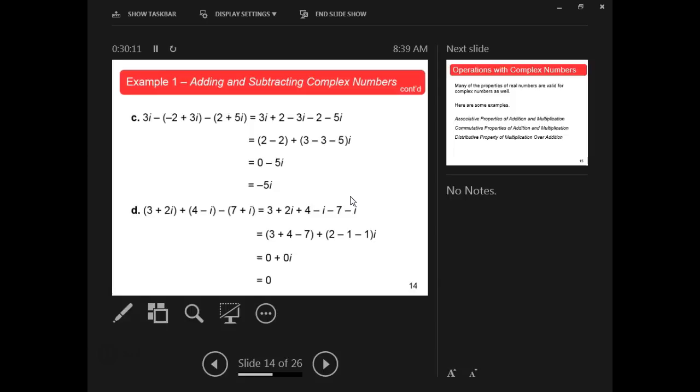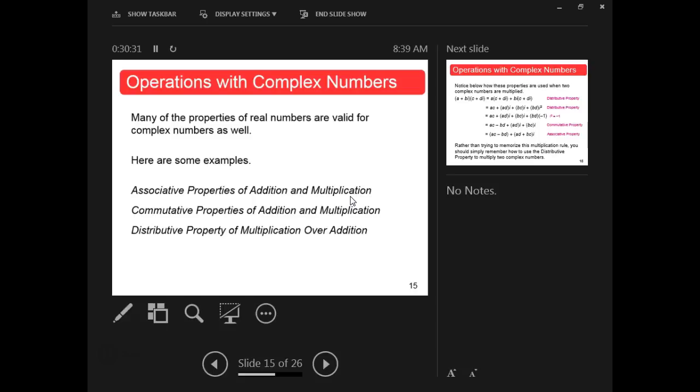The commutative property says it doesn't matter what order. If you're adding these two together, you could have added 4 plus 3 rather than 3 plus 4, and negative 1 plus 2 rather than 2 plus minus 1. It doesn't matter the order that you do it. It doesn't matter how they're grouped, and it doesn't matter the order, either for addition or multiplication.